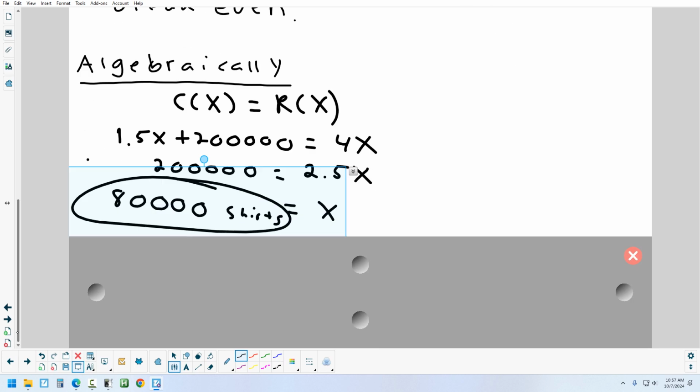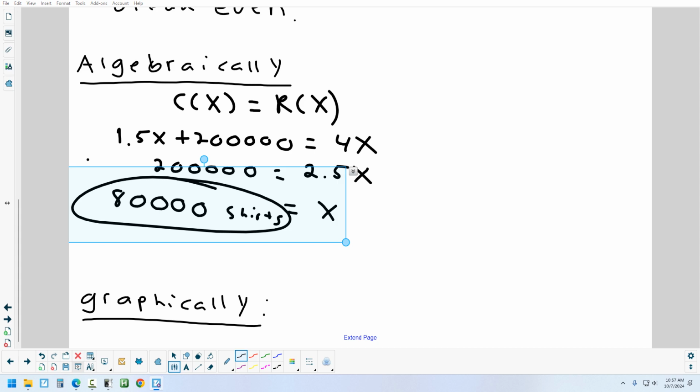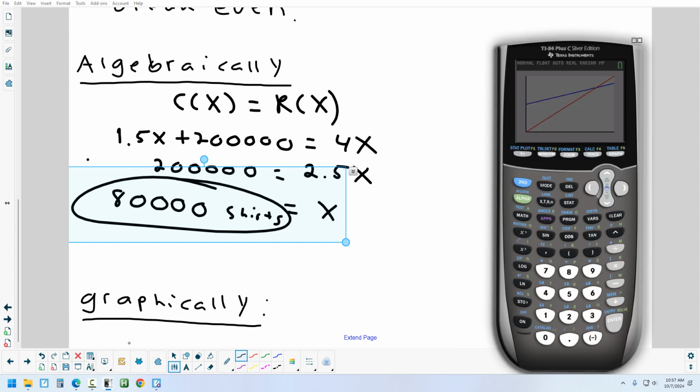Now let's do the same thing graphically. We're basically like 75% done the problem to do it graphically. We've already typed in y1 and y2. We've already set the window. Does anybody remember what we press to see where those cross? Yeah. Second and then trace. And which option do we pick there? Yeah. 5.